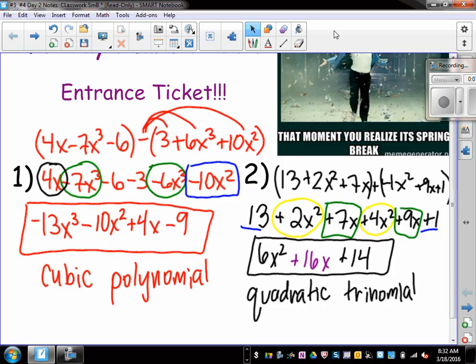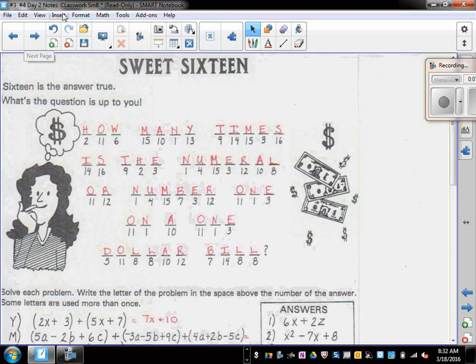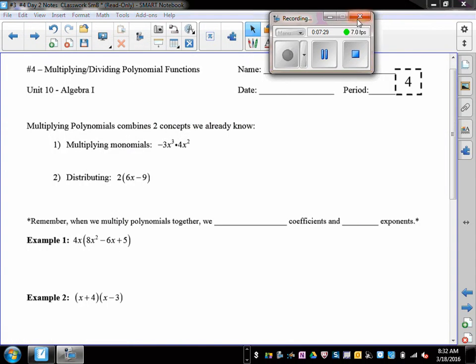Oh yes, please pass the colored pencils up front. Thanks. Oh, that's right. Homework. Thank you, sir.